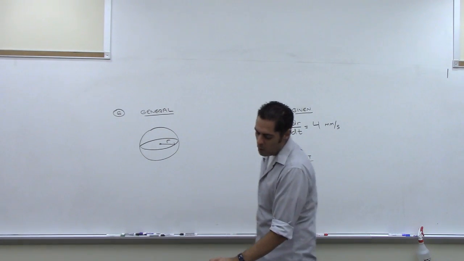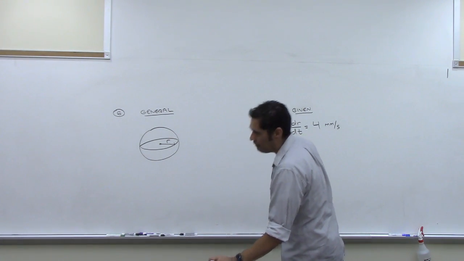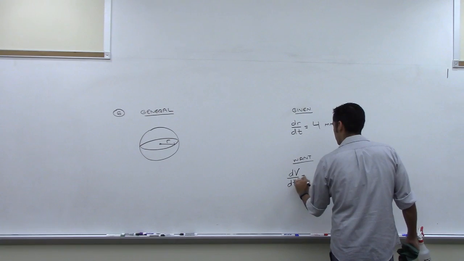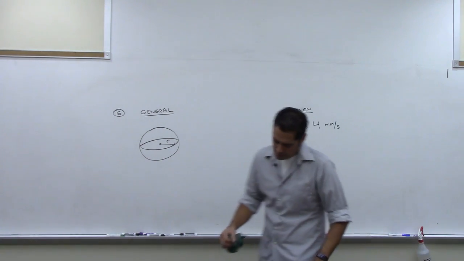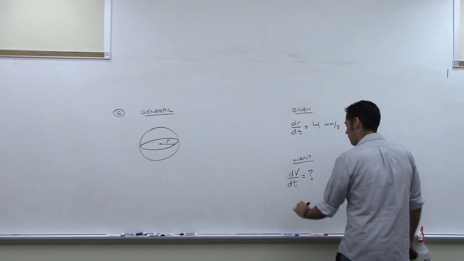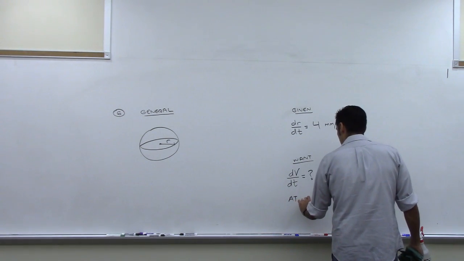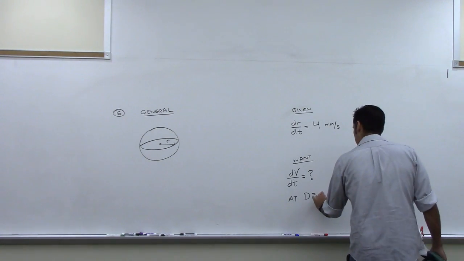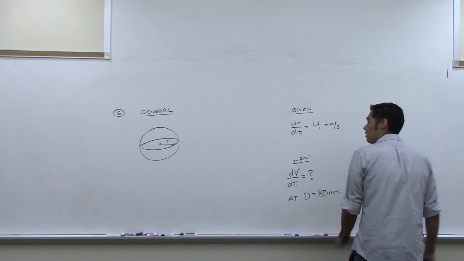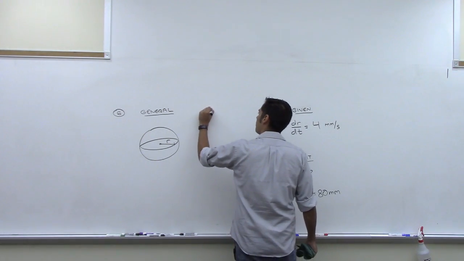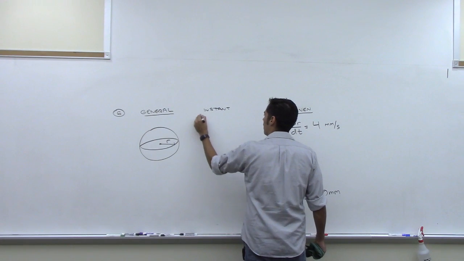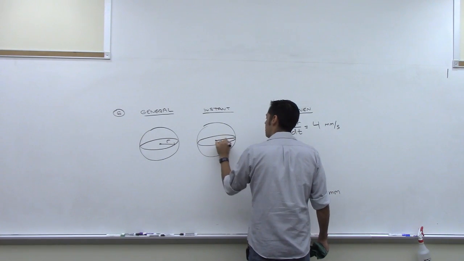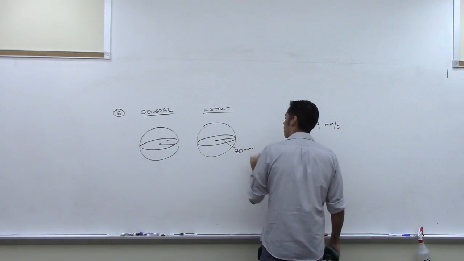How fast is the volume increasing? How fast is a rate. I want to know how fast, right? The volume is increasing at exactly the moment that the diameter, capital D, equals 80 millimeters. So now that can help me draw my instant in time. At the instant in time I'm talking about, this sphere has a fixed diameter of 80 millimeters.